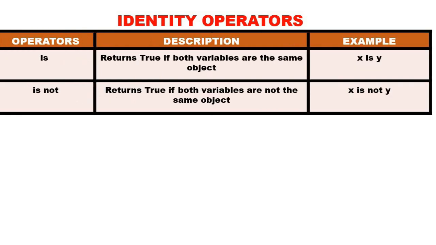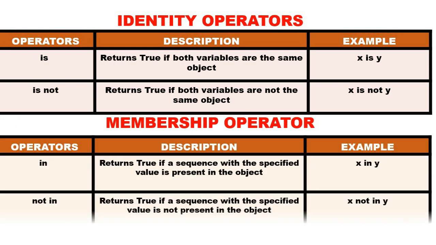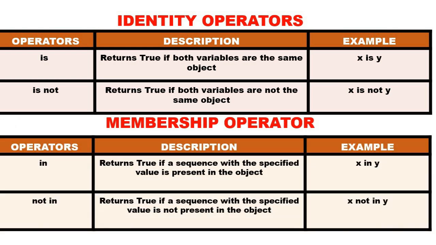As I told before, here are the two special operators in Python. First one is the identity operator, next one is the membership operator. Here are the two identity operators. First one is is, second one is is not. Is returns true if both variables are the same object. Is not returns true if both variables are not the same object. I will clearly explain about these identity operators in future while we are discussing objects.